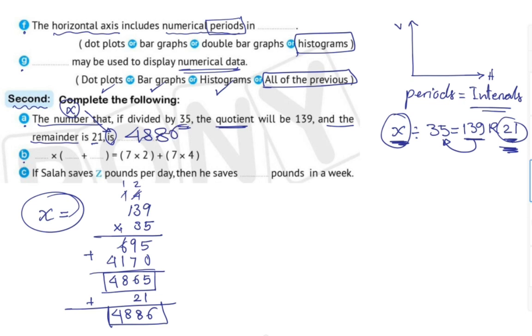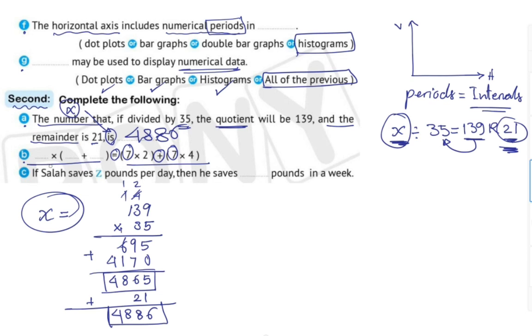Okay. Point B, we have here some blanks equals 7 by 2 plus 7 by 4. If you look here, you find we have an equal sign. Equal sign means we have left part and right part. These two parts are equal to each other. If you look here, we have 7 by 2 plus 7 by 4. This means we have a common factor or common number here, 7 and 7.